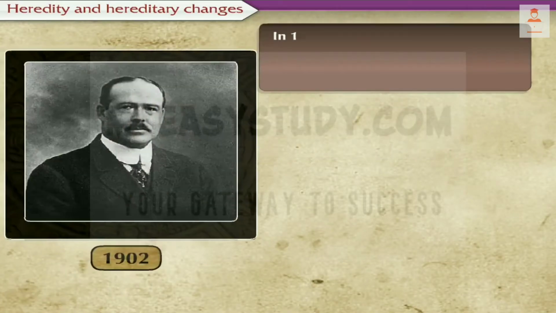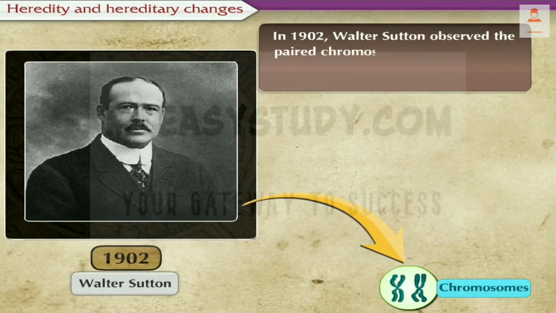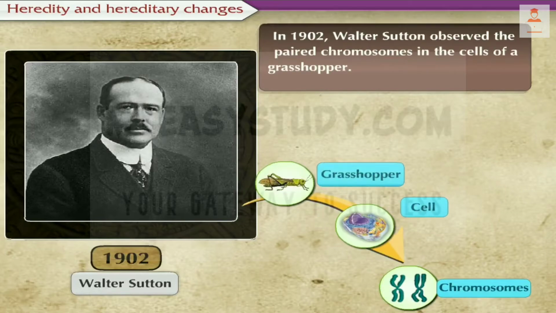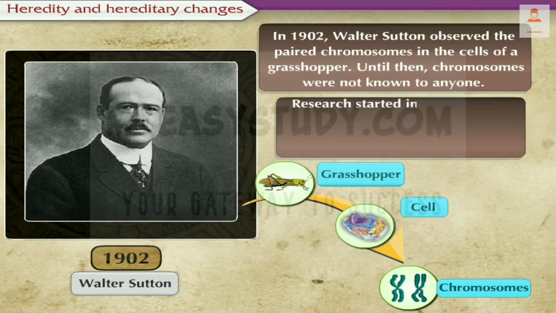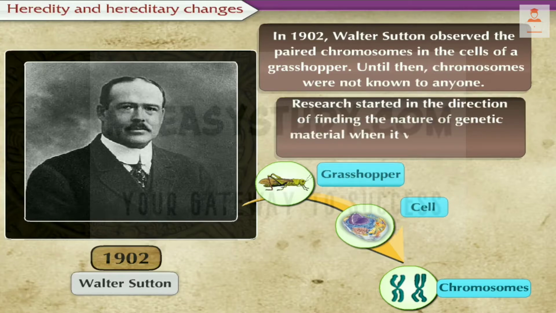Later in 1902, Walter Sutton observed the paired chromosomes in the cells of a grasshopper. Until then, chromosomes were not known to anyone. Research started in the direction of finding the nature of genetic material when it was proved that genes are carried via chromosomes.